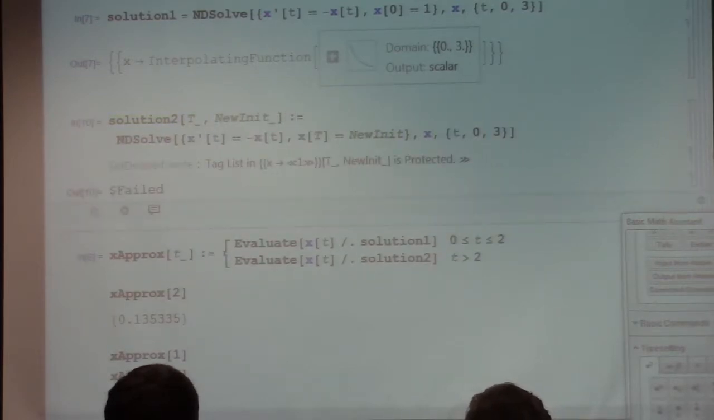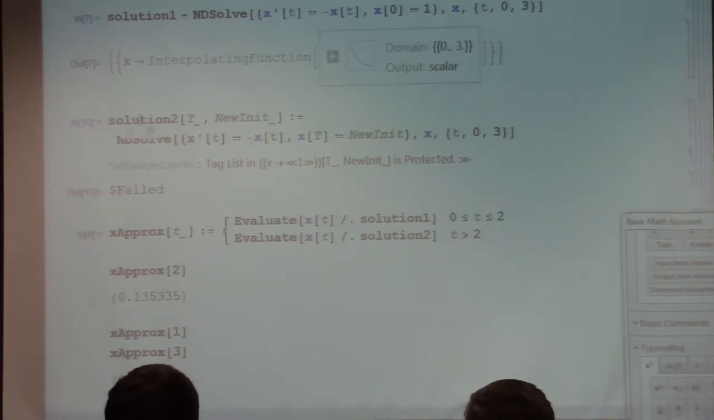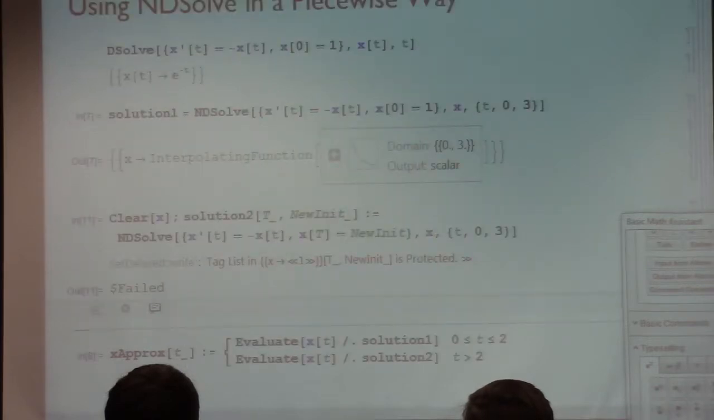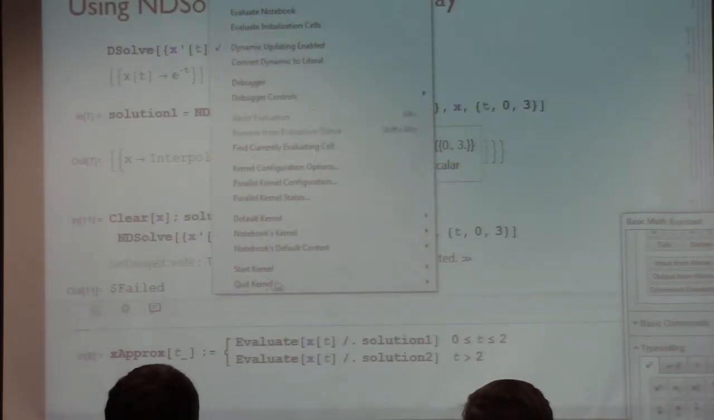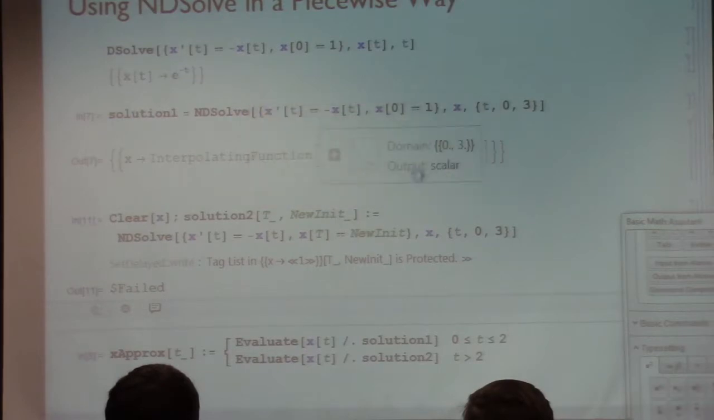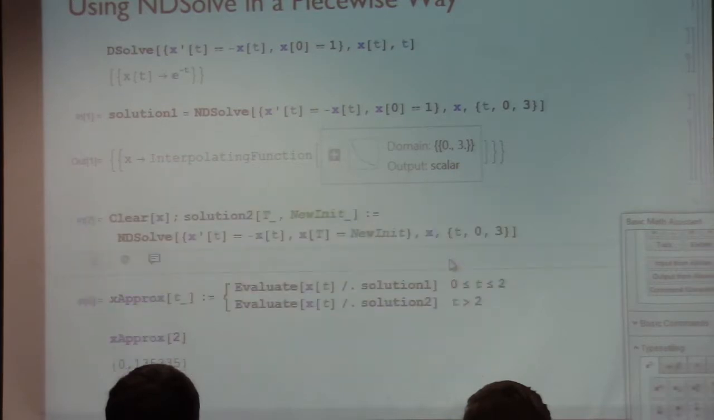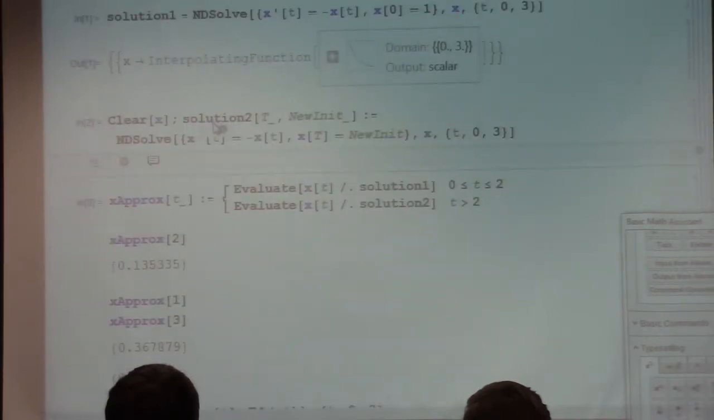Enter it like that. Oops, I better clear. Let's see. I think I need to clear something, perhaps the x ahead of time. Do that? No. All right, we're having problems here. Let's go ahead and quit the kernel. Re-enter solution 1 and solution 2. Hopefully we won't run into trouble now. There we go. Okay? So I got solution 1.